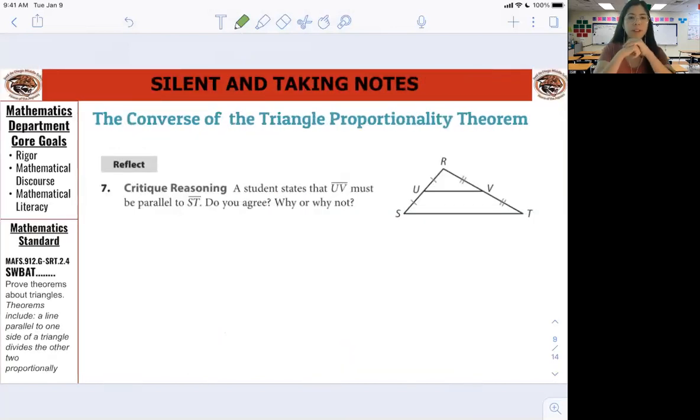All right, let's reflect a little bit. A student states that UV must be parallel to ST. Do you agree? So take a moment. There's no numbers, but we do know a few things about these two triangles. So take a moment, think about it. And I'd love to hear, you can type your answers in the chat, or when we think about it for a little bit and I tell you guys to come back, we can discuss this out loud.